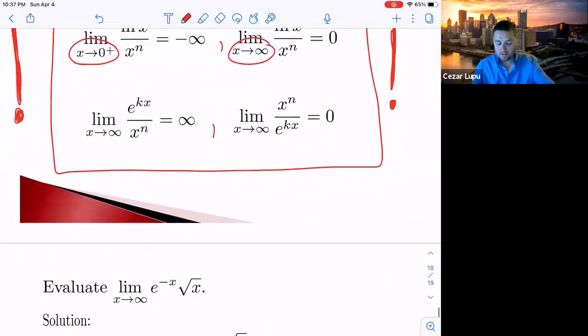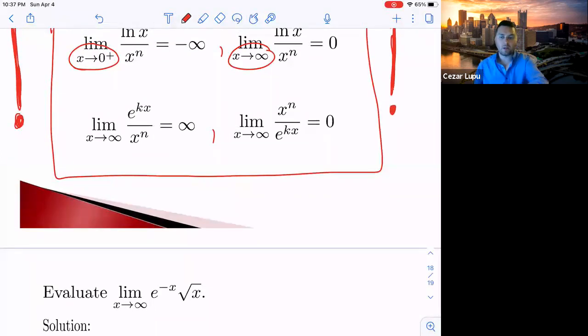The last example that I would like to do in this lecture is the following. I would like to evaluate the limit as x approaches infinity of e to the negative x times square root of x. First, let's see what kind of indeterminate form we have. As x approaches infinity, e to the negative infinity is 0. So it's 0 times infinity. That's the indeterminate form.